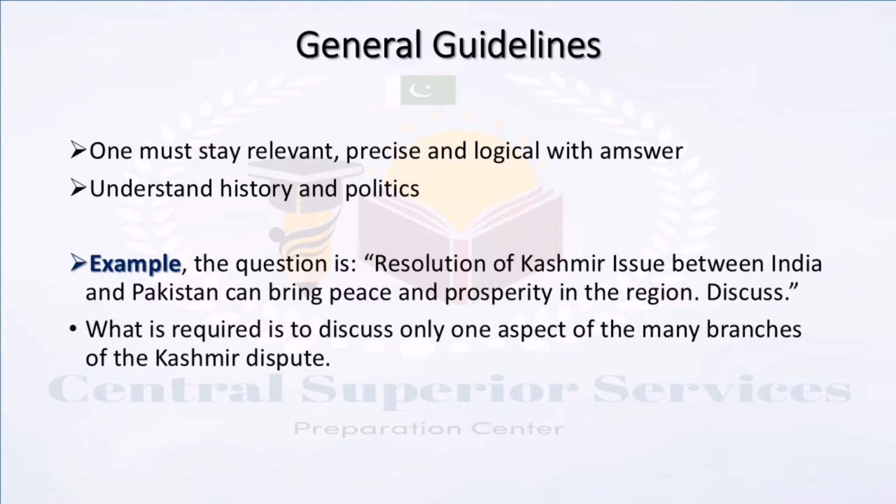While attempting the paper, most candidates do not understand the questions before answering them. There is a wide gulf between what they write and what has actually been asked. For example, the question is, resolution of the Kashmir issue between India and Pakistan can bring peace and prosperity in the region. Discuss. Most candidates would go on writing all they know about Kashmir while remaining completely oblivious to what has actually been asked. Here, what is required is to discuss only one aspect of the many branches of the Kashmir dispute. So, do read the question again and again to grasp what the examiner wants to see in your answer, and then write your points accordingly.